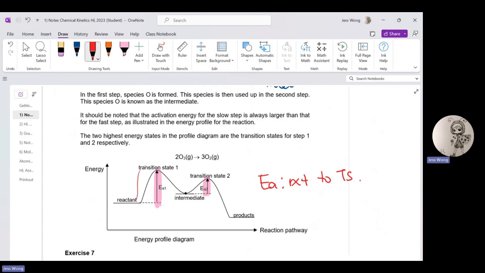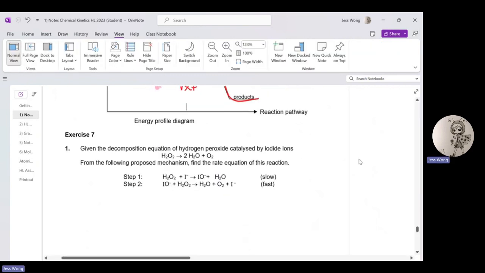After the first reaction, I form an intermediate, which serves as a reactant in the second step of the reaction. Okay, so that's for the energy profile diagram.